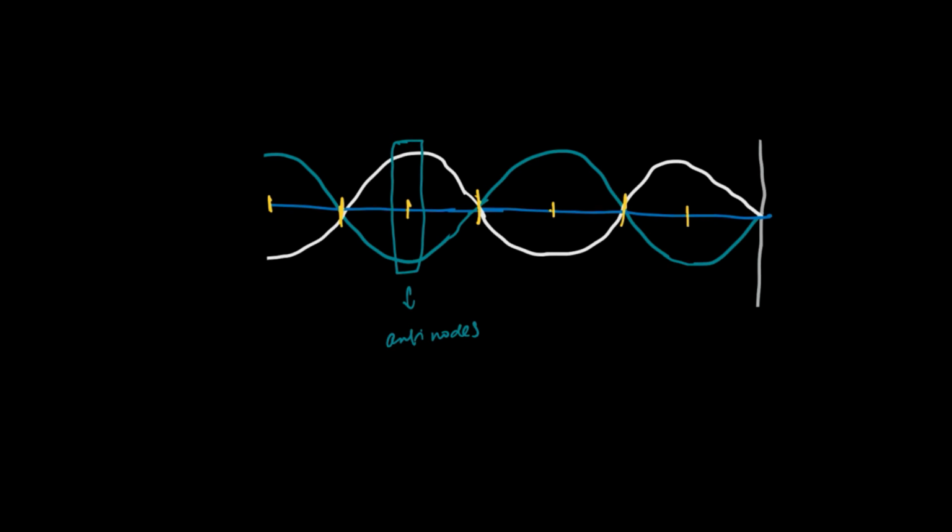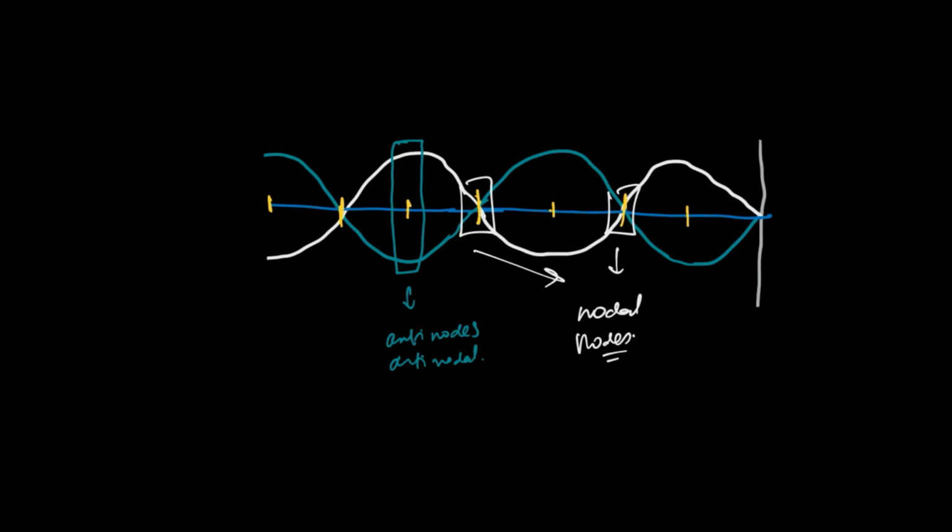And we could also say antinodal points. Okay, and the points where there is no displacement, these points are known as nodal points or nodes.